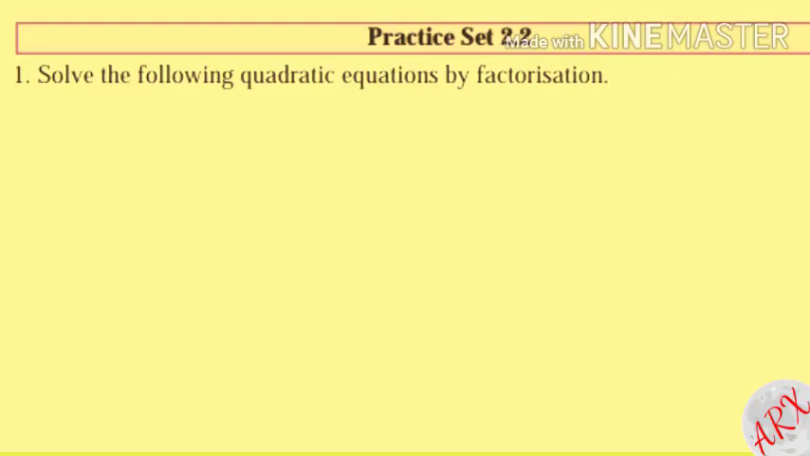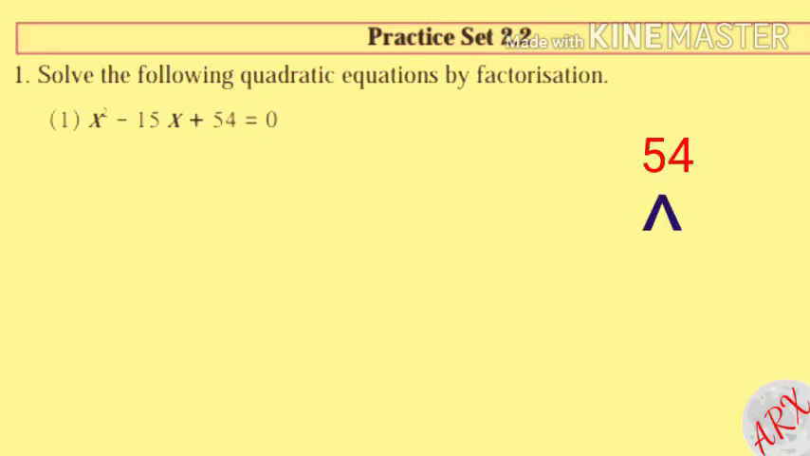Now we will solve the examples from practice set 2.2. Question number 1. Solve the following quadratic equations by factorization method. First, x square minus 15x plus 54 equal to 0. Now this is already in standard form of quadratic equation. Now we will put factors of 54. So we will take 9 and 6, but the middle term is negative. Hence we will take minus 9 and minus 6.